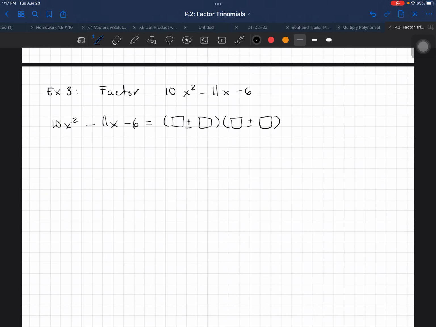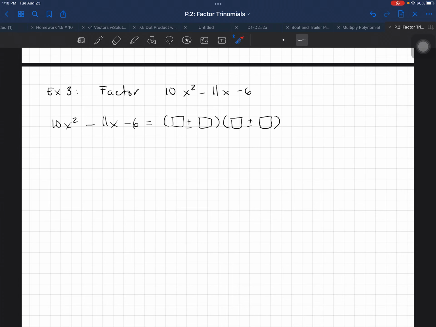Hi class, welcome back. We're gonna go over example 3, how to factor a trinomial when the leading coefficient is other than 1, right? So in this case, we have a 10. So this complicates the process or the guessing a little bit further. At this point, I do not recommend doing the guessing. I think you will save more time by following the following system.